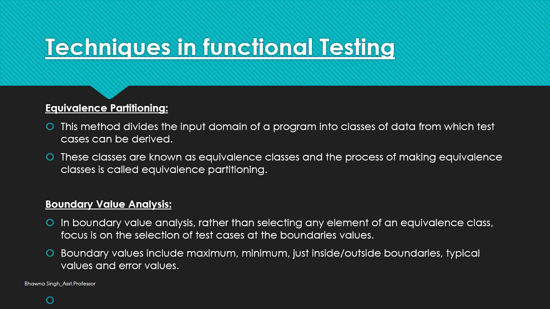Then the second method is boundary value analysis. In boundary value analysis, rather than selecting any element of an equivalence class, the focus is on selecting test cases at the boundary values. Boundary values include maximum, minimum, just inside or outside boundaries, typical values, and error values.